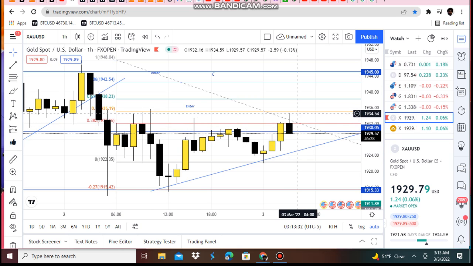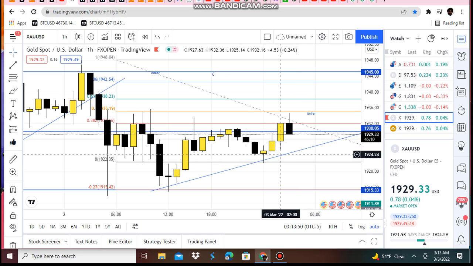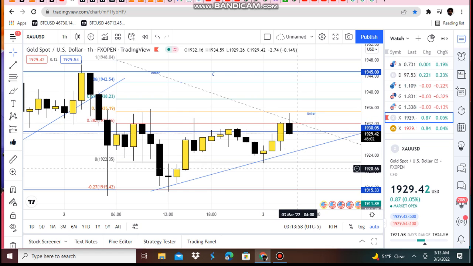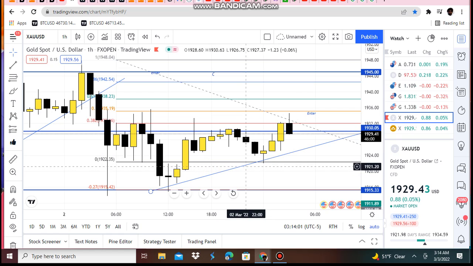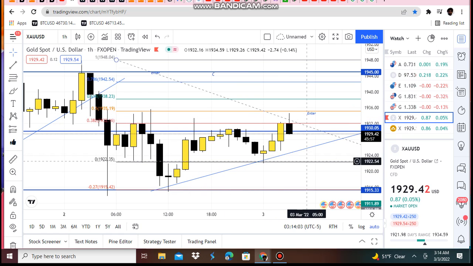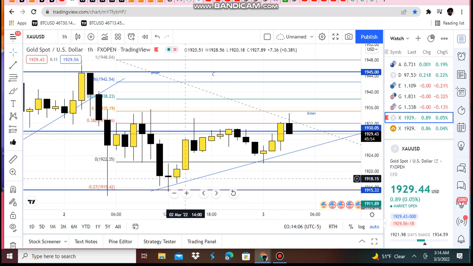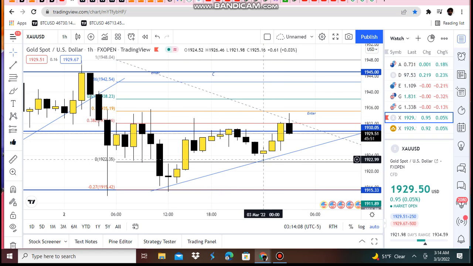So if you're looking for sales, wait for price to make a lower high, and you could have entered at 1934 and rolled this all the way back down to 1922. Wait for price to wick above, and then you could have rolled this all the way back down to zero, 1922. So it depends what you're looking at, gang. If you're looking for lower highs and lower lows, that will be a downtrend. Or if you're looking for higher highs and higher lows, there'll be an uptrend.